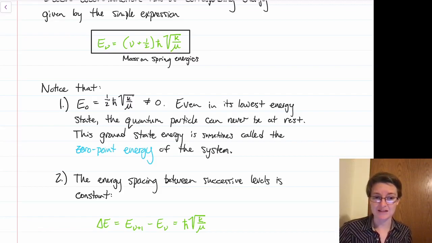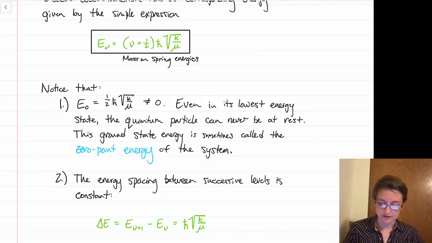And that kind of makes sense in light of the Heisenberg uncertainty principle that we learned about towards the beginning of the semester. This ground state energy is sometimes called the 0-point energy of the system to help us remember that, unlike the harmonic oscillator in a classical situation where the particle can be at rest, our quantum particle always has a little bit of energy even in its lowest energy ground state.